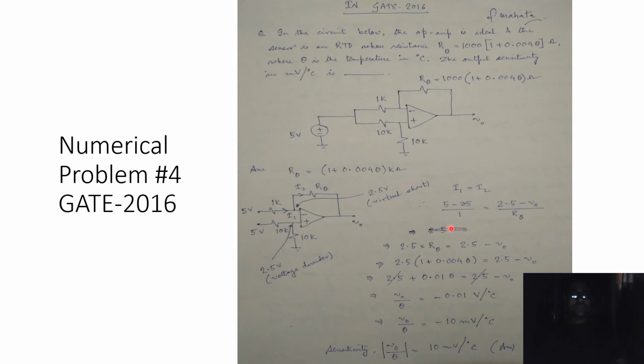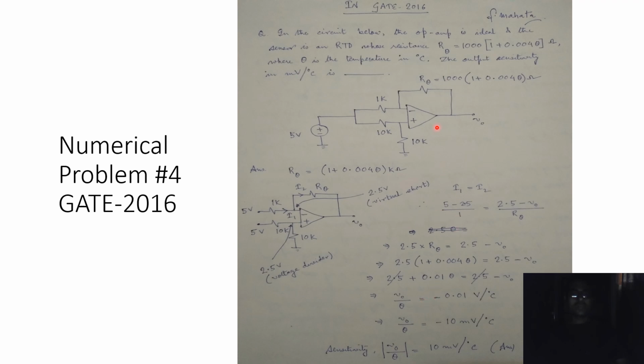And if we proceed with the algebra, it's not difficult to show that V0 by theta, which is the output sensitivity, equates to negative 0.01 volts per degree centigrade. Note that output sensitivity means the output variable, the output parameter of interest here, which is V0, and the input parameter is given by theta or temperature.